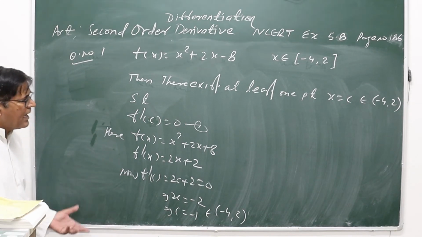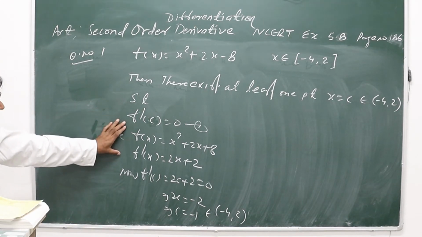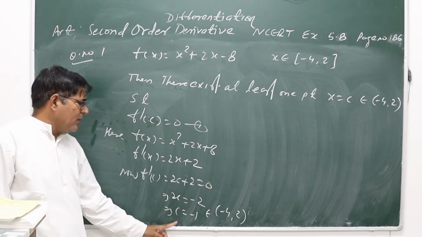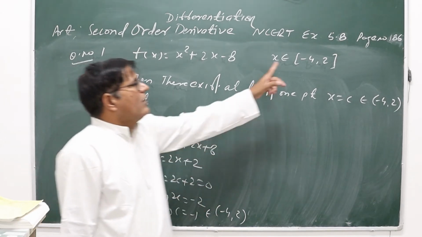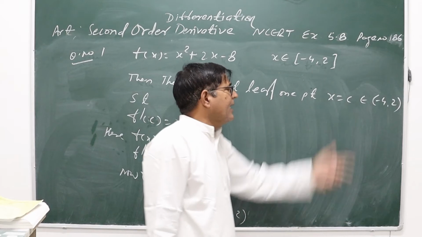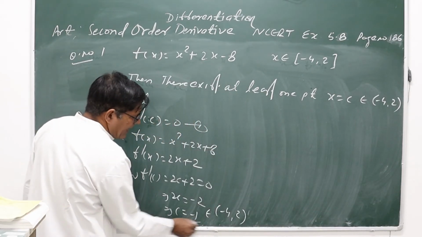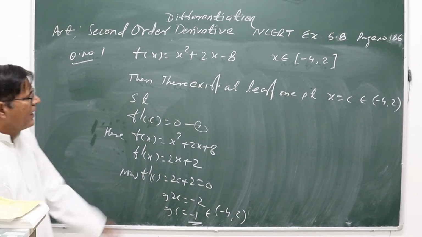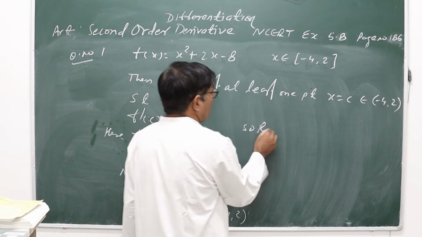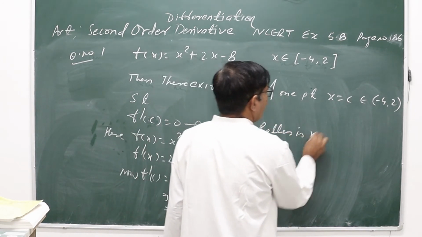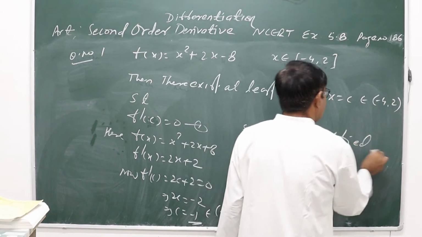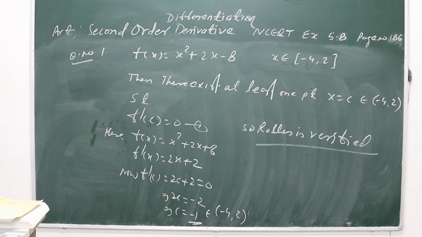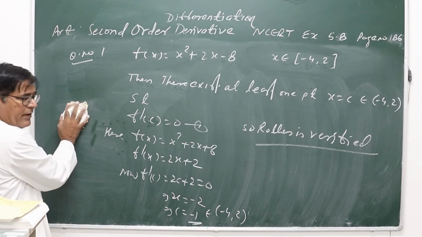So the solution is that we have to find the first derivative of the function and put it equal to 0 at the point c, and the value of c that comes should be between −4 and 2. The c that came, −1, exists between −4 and 2. So Rolle's theorem is verified. In this way we can verify Rolle's theorem. Hope the first question is clear. Please pause the video and note down.